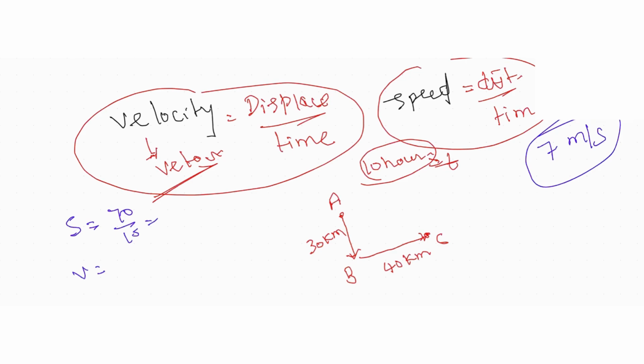Can you tell me what is 70? 70 is the total distance. That is correct. Total distance 70. Is it 70 kilo or 70 meter? 70 kilometers. So I have to change it. 70 kilometer. And 10 is seconds or minute or years? Hours. So what will be the unit of this? Kilometer per hour.